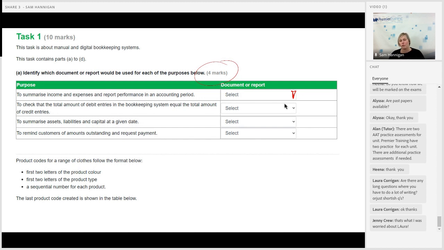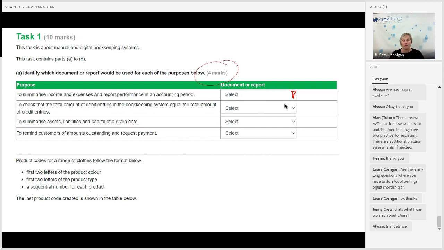It checks the double entry system. It makes sure it's equal to each other. Well, we've just seen that document's a trial balance because I've just shown you one. Yeah, fantastic, Alicia. Summarizes the assets, liabilities, and capital. Okay, so I've just said the statement of financial position shows the assets is what the company owns or is owed, the liabilities of what we owe out, and then the capital of how the company's being financed. So that's your statement of financial position.